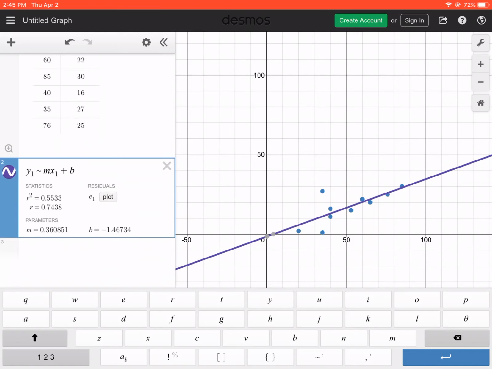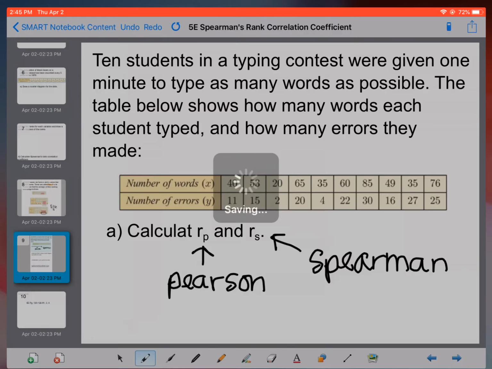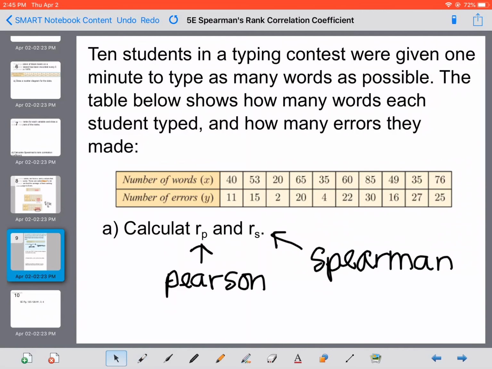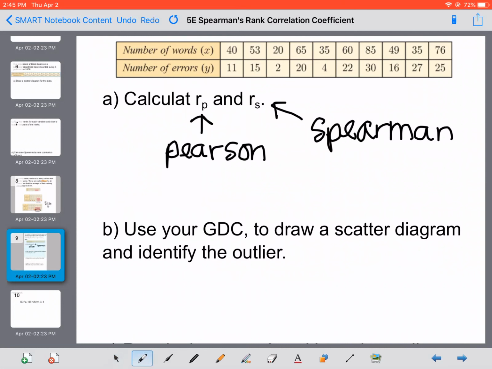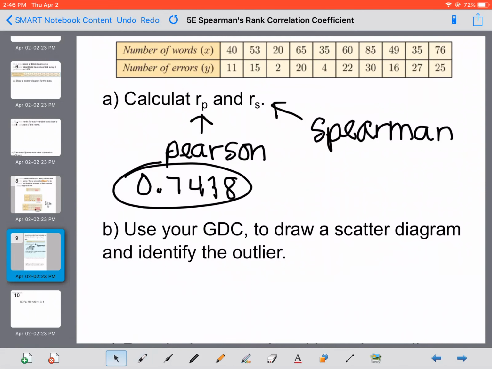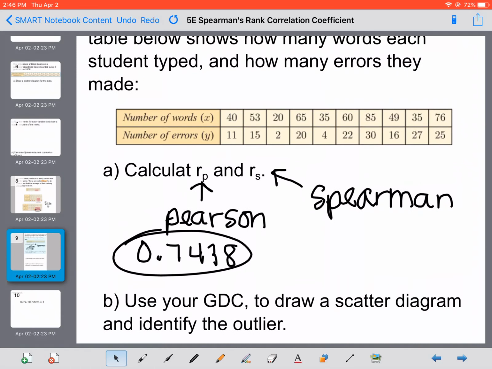So let me write that down back on our slide there. So our Pearson, we found it to be 0.7438. So there's our Pearson. So now what we want to do is we want to go with this table and we want to rank our table. So let's look at our X's.